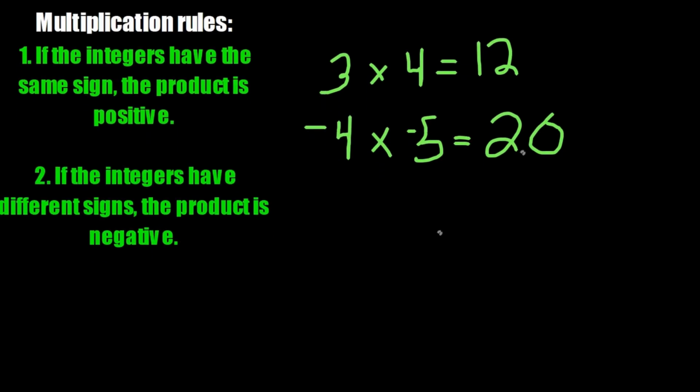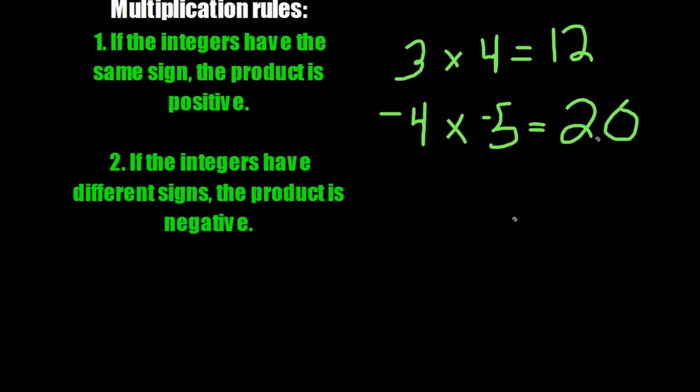So now let's go to the next rule, which says if the integers have different signs, the product is negative. Let's say negative 5 times 6. According to this rule, this answer will be negative. So 5 times 6 is 30, and then you have a negative 5, so that will become negative 30.